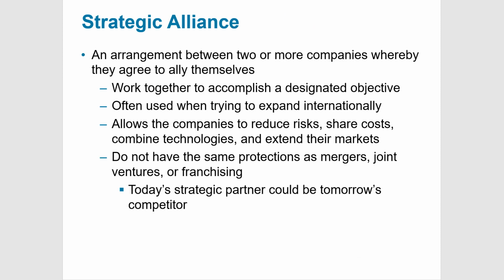And then finally, a strategic alliance is more of an informal arrangement between two or more companies whereby they agree to ally themselves. They're working together to accomplish a designated objective. Oftentimes this can be used when trying to expand internationally. Joint ventures can also be used when trying to expand internationally. There's all sorts of business strategies for expanding internationally, but a strategic alliance is another example of that.